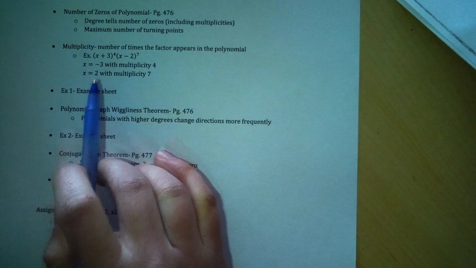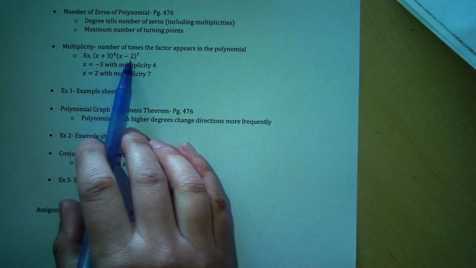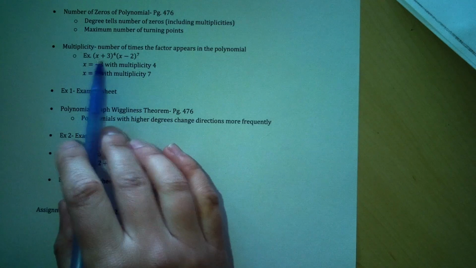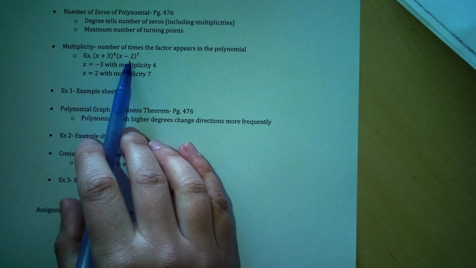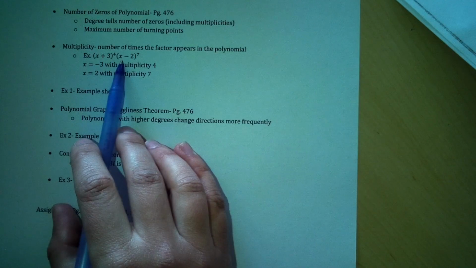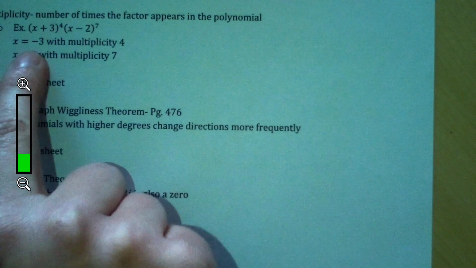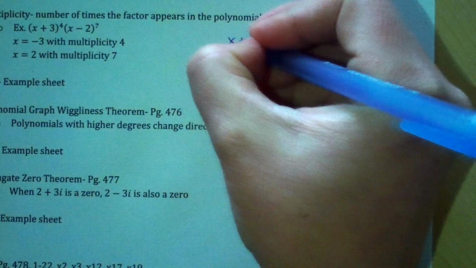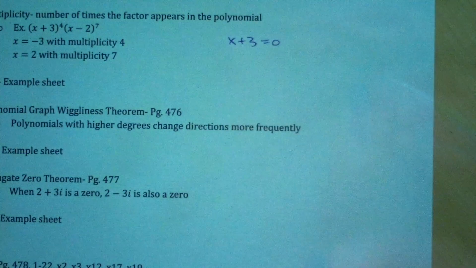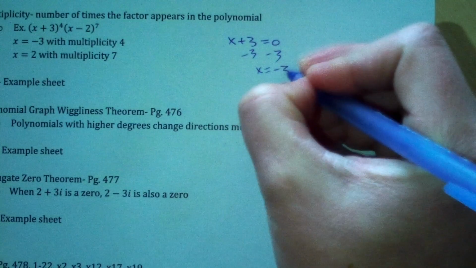So if I had x plus 3 and I set that equal to 0, we know it's -3, right? So that's how they're getting the x of -3. Now the new thing to us is this multiplicity stuff. Whatever this power is, that's always what the multiplicity is. If this was to the power 4, that means a multiplicity of 4. If it's the power of 7, that means a multiplicity of 7. Okay, that's kind of confusing, so let me show you here.